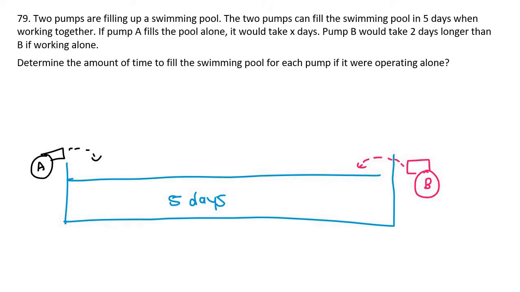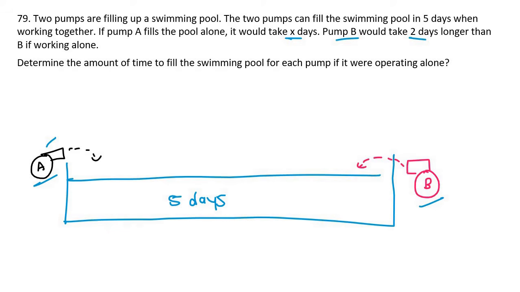If pump A fills up the pool alone, it would take X days. Now, do you think X is going to be more than 5 or less than 5? Well done if you said more, because pump A and pump B can fill up this pool in 5 days. If pump A is working by itself, it would obviously take a little bit longer. And then they also tell us that pump B would take 2 days longer than A if working alone. For example, if pump A can do 6 days by itself, then pump B does 8 days.